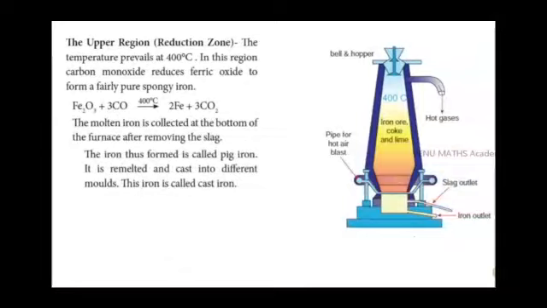Next, upper region. Upper region is called as reduction zone. The temperature will be very low, that is 400 degrees Celsius. Here, the carbon monoxide will convert ferric oxide Fe2O3 into iron. The iron obtained here will be spongy. This molten iron will be collected through the bottom of the furnace. This iron is called as pig iron. Carbon content will be higher in this iron. When we melt this pig iron and cast into different molds, we will obtain cast iron.